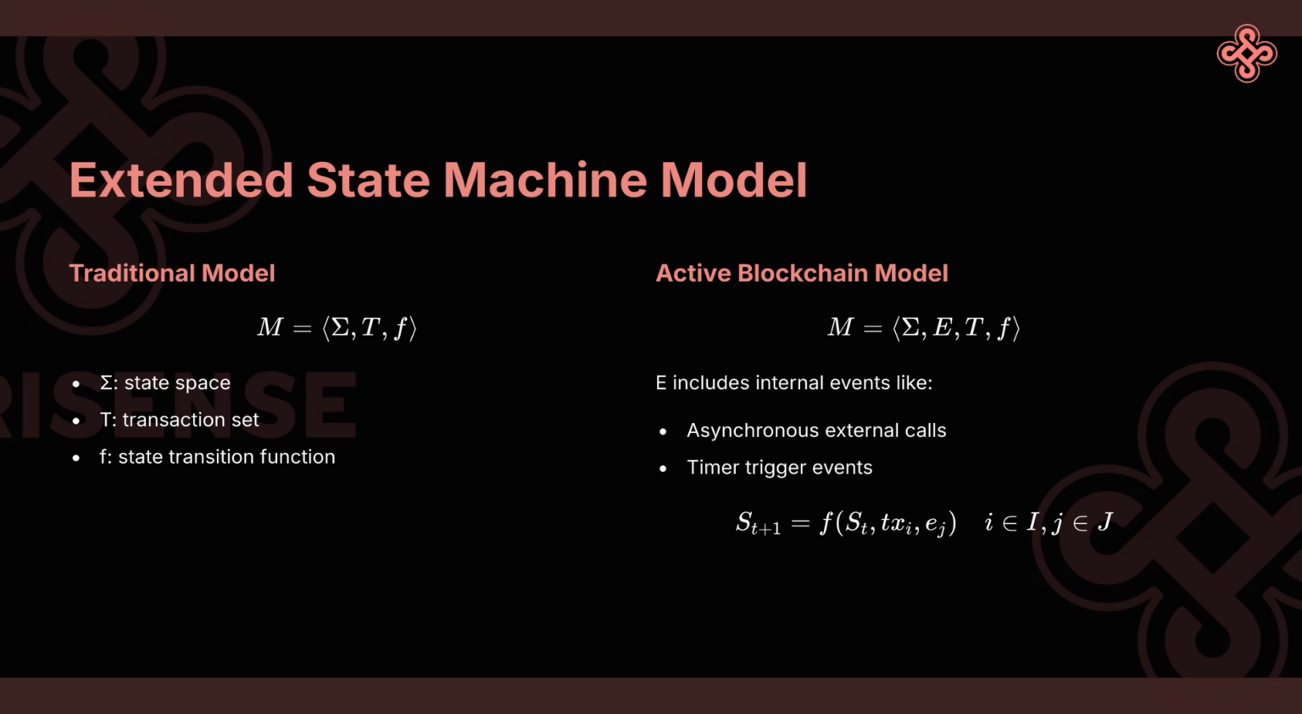Here, the event set E is significantly expanded to include not only transactions initiated by external accounts, but also internal events generated by on-chain programs, such as asynchronous external call events and timer trigger events. At any block height, its state transition can be described by S_{t+1} = F(S_t, Ξ). The essence of this extended model is that it incorporates active behaviors such as API calls and task scheduling, which were previously external to the blockchain, directly into the blockchain's state transition function.